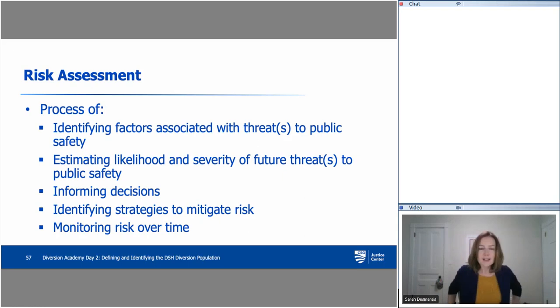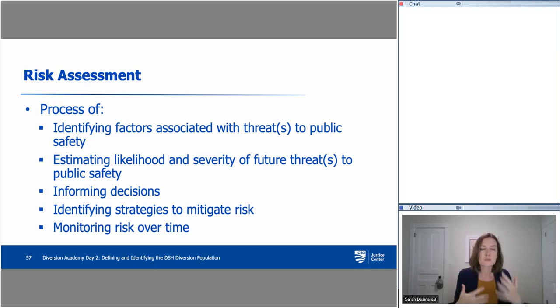So risk assessment is not an outcome, it is a process. We're going to engage in a process, and hopefully repeatedly over time, of looking at the factors that are associated with that threat to public safety, using that information to identify the likelihood and severity of what that behavior would look like, using this information to inform decision-making, then engaging in strategies to prevent that thing from happening.